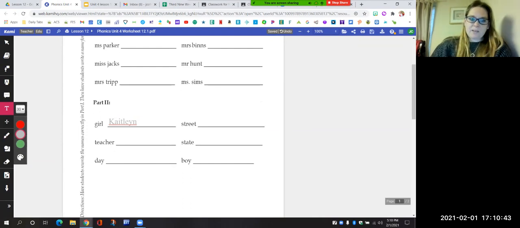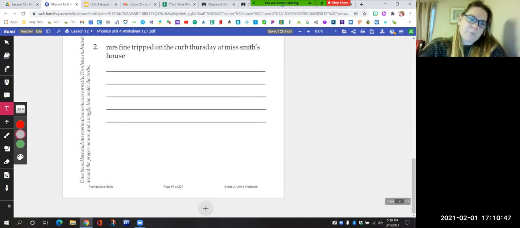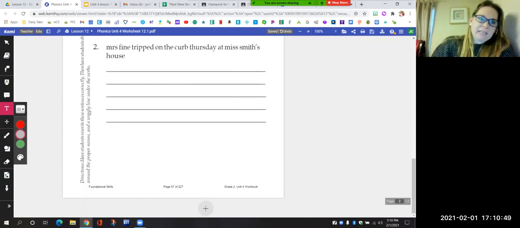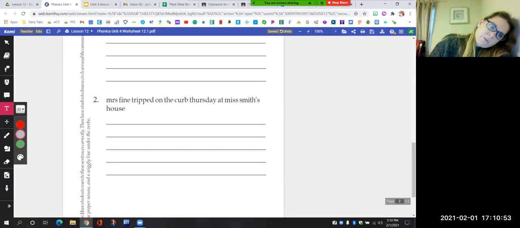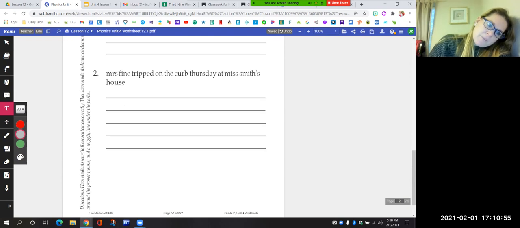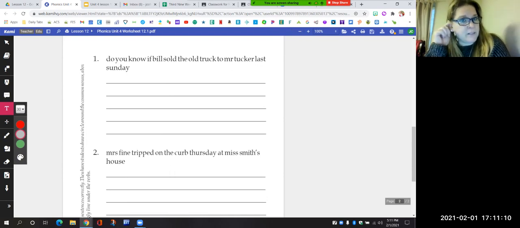All right. And then on the bottom part, it says, have students rewrite these sentences correctly. Then have students draw circles around the common nouns, a box around the proper nouns, and a wiggly line under the verbs. It's a lot here, guys, okay? So you're going to put a circle around the common nouns, a box around the proper nouns, and a wiggly line under the verb, okay? Just want you to try your best on this one.